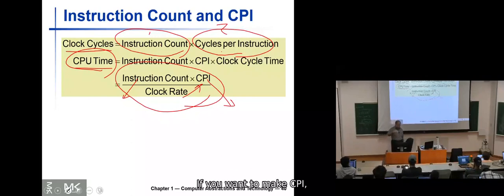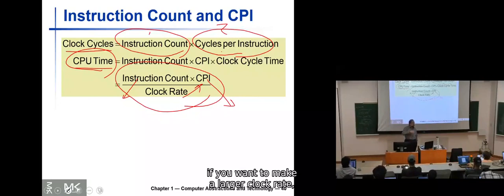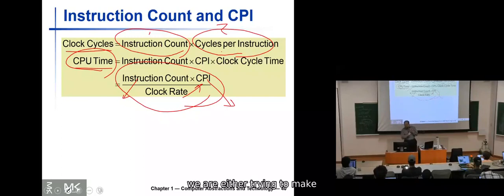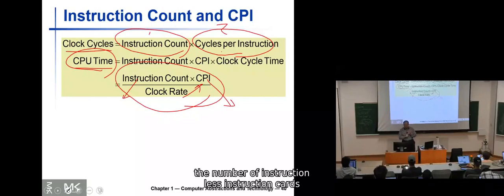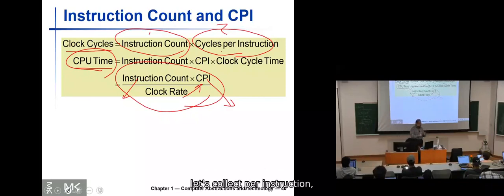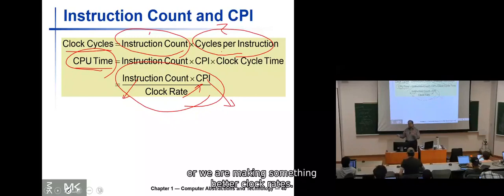If you want to make CPI less, you do something. If you want to make a larger clock rate, you do something else, and so on. So these 3 would be in front of us in all of the course, that we are either trying to make the number of instructions, the instruction count, less, or CPI, clocks per instruction, less, or we are making a better clock rate.